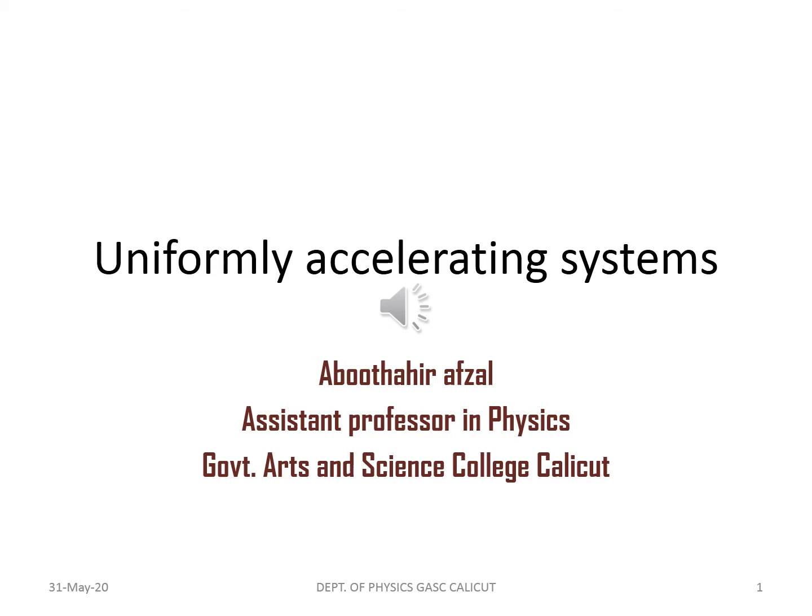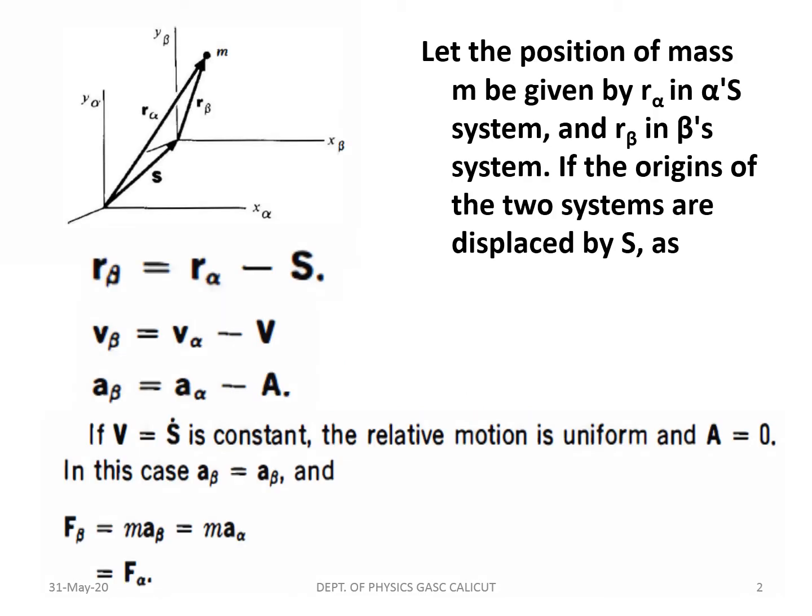This slide shows the Galilean transformation equations, where alpha is the rest frame and beta is the moving frame. Accordingly, we subtract the displacement, velocity or acceleration of the moving frame from the corresponding values of the rest frame to get the values in the moving frame. Now, coming to the acceleration, A beta is A alpha minus A, where capital A is the acceleration of the second frame.